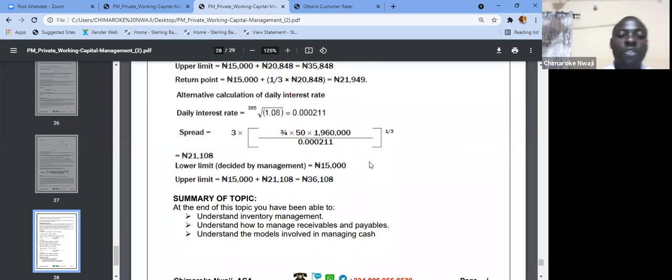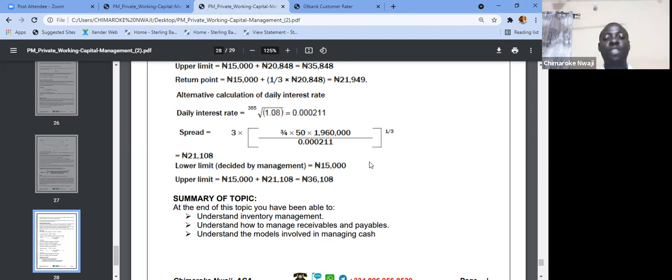So far so good. At the end of this topic, we've been able to understand how to manage inventory, how to manage receivables and payables, and how to manage cash. We saw some similarities with cash: Baumol model to the EOQ, Miller-Orr model to the reorder level, upper level and lower level. So you see all those relationships. So you need to also remember the spread formula and how to apply it.